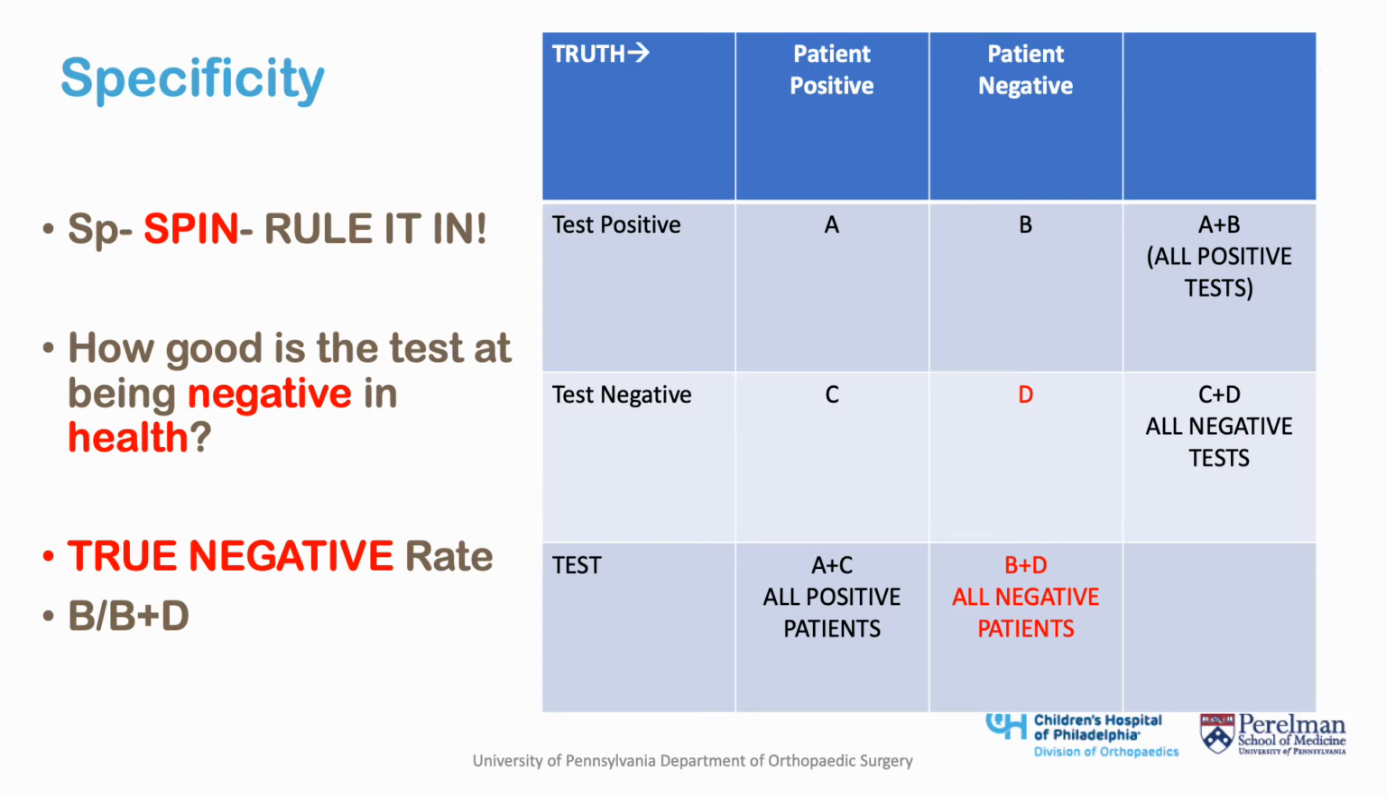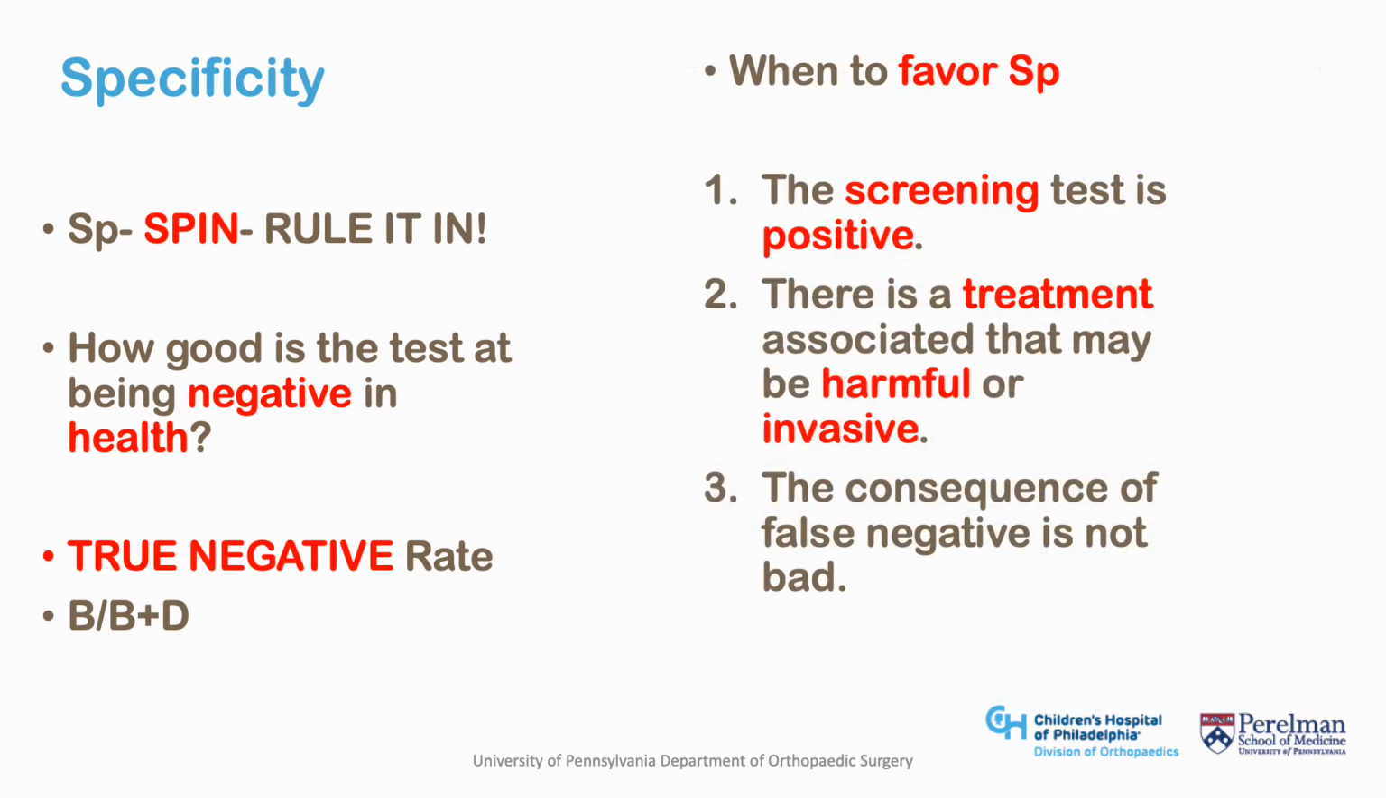Specificity is highly desirable in confirmatory tests, and as such it is important for it to be negative in health. Highly specific tests can help guide therapy very well because they give a greater certainty that the negative patient does not have the disease. It can also be thought of as the true negative rate, or all true negatives, patients who test negative that are actually negative, or D, over all negative tests, B plus D. You should favor specificity if your screening test is positive, or if there's an associated treatment that may be harmful or invasive.